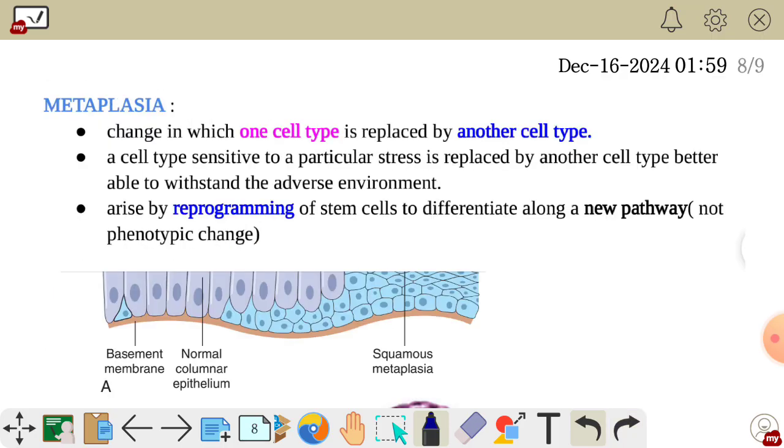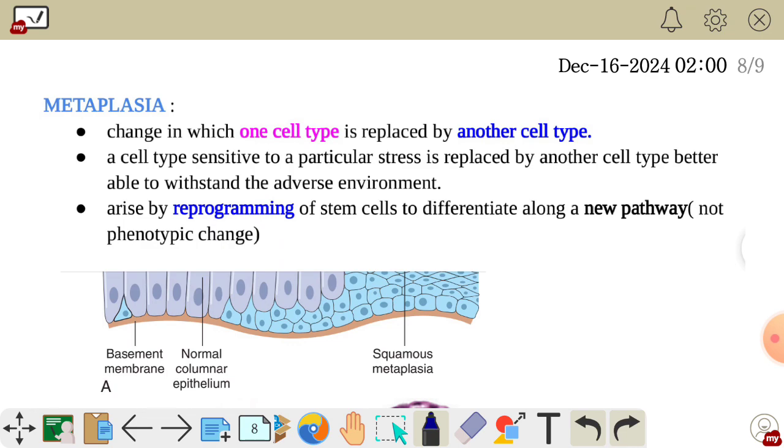So the last form or type of adaptation is metaplasia. Metaplasia is simply a change in which one cell type is replaced by another cell type. A cell type which is sensitive to a particular stress is replaced by another cell type better able to withstand the adverse environment.